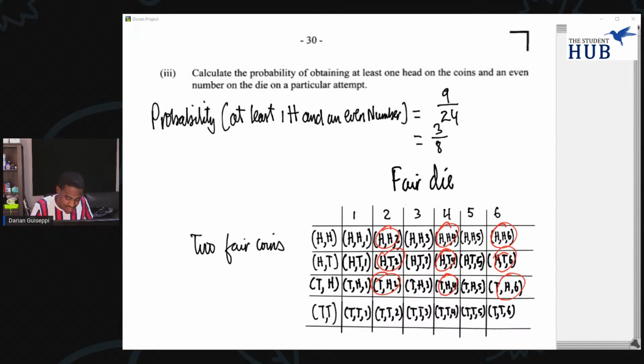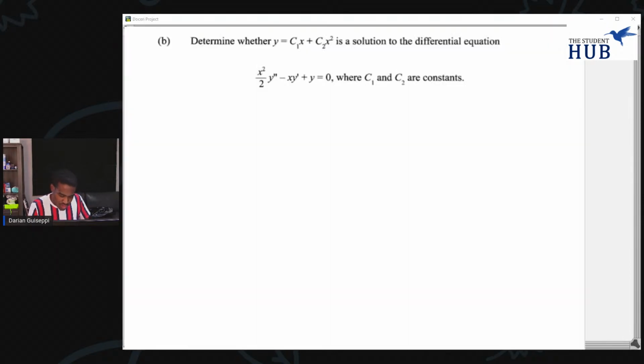So that is probability. What do we have next? I think these are the last few questions, or the last few parts.